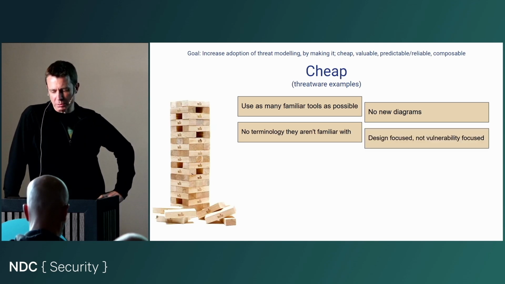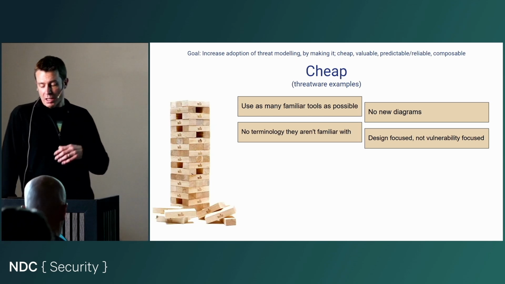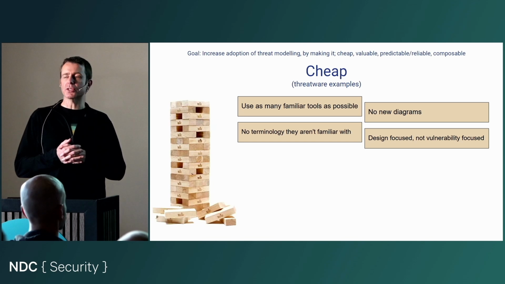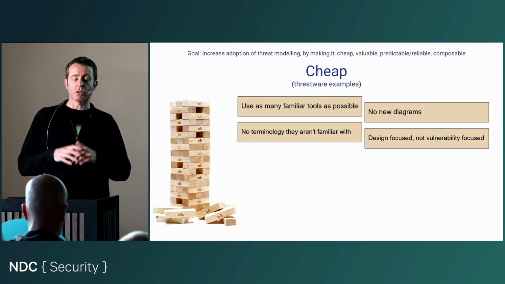A security model for Threatware is chosen just to elicit design issues, right? If you want other threats, they can be captured, but there's lots of other tooling for doing things like vulnerabilities and stuff like that. So we're going to just focus the process on finding design issues.